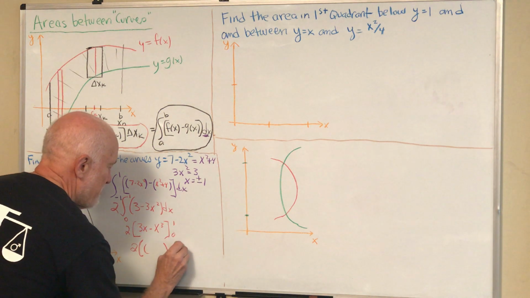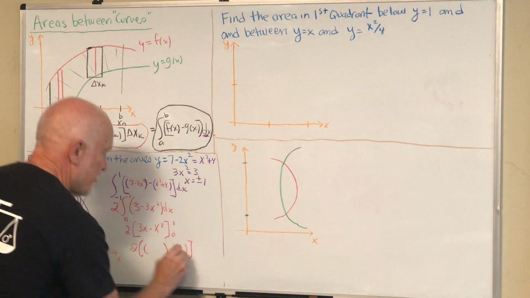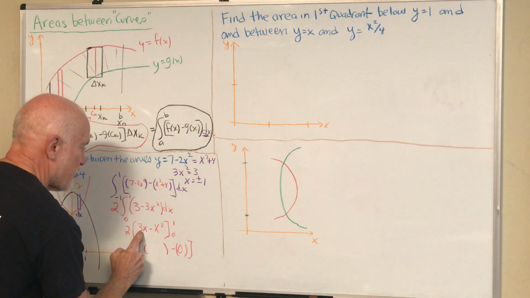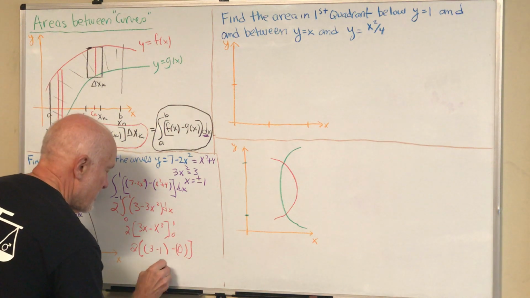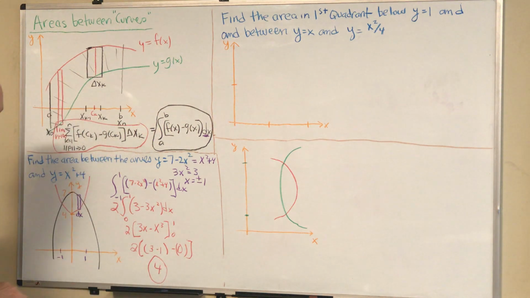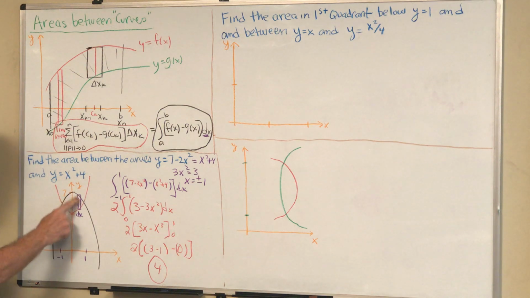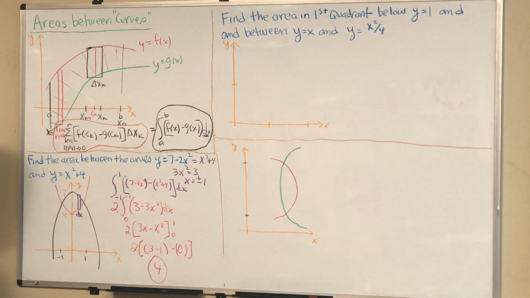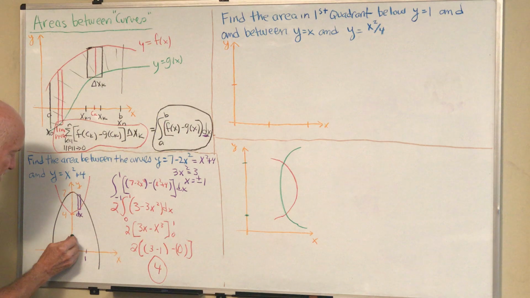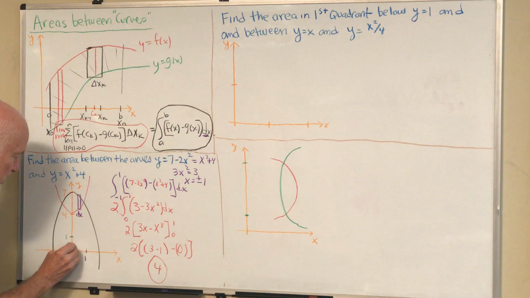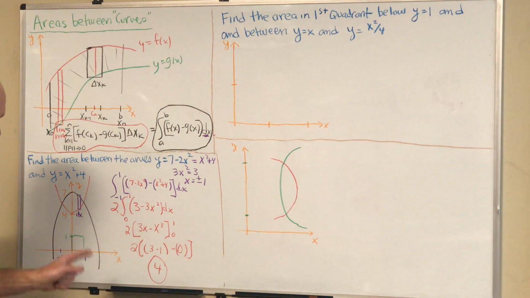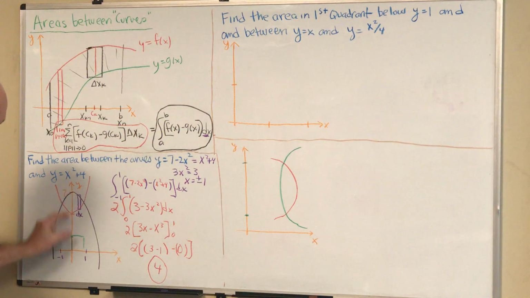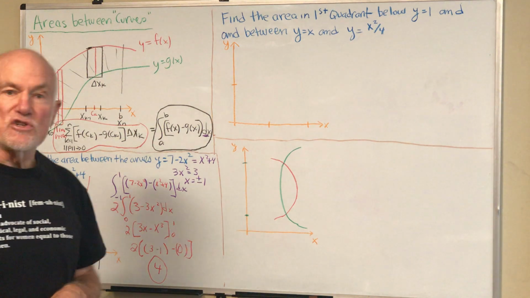When we plug in the numbers, 0 gives us 0, 1 gives us 3 minus 1. 2 times 2 is 4 square units. So in this little region, there's 4 square units. Remember, 1 square unit would be like that. So this isn't drawn completely to scale, but that would be 4 times as big as that if you actually drew it to scale.